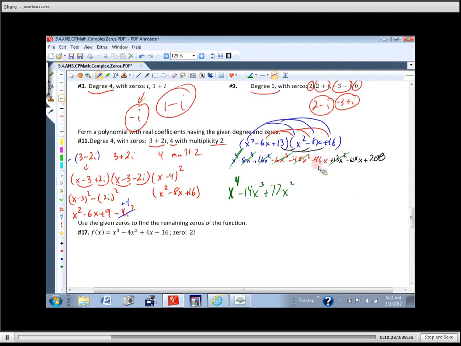Then I've got a minus 96x and a minus 104x. Well, those are pretty good because what do those add up to? Negative 200x, and then the number on the end is 208.